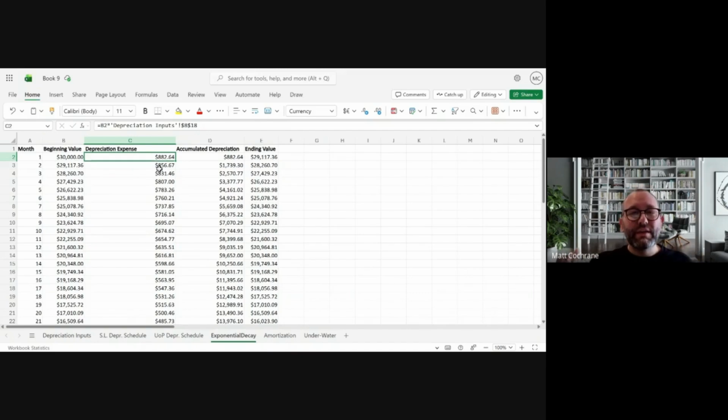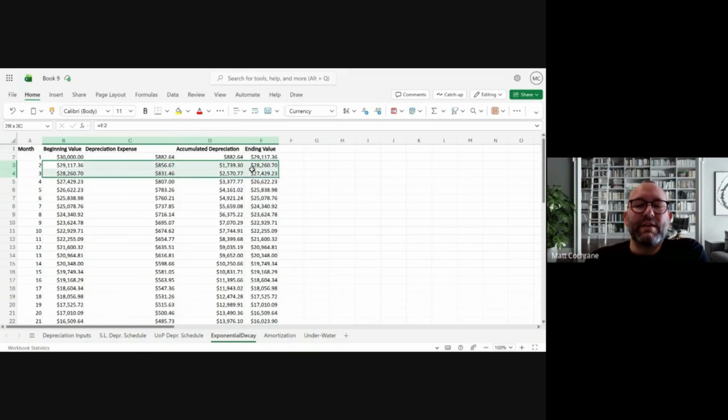Okay, now think about this. It's like you walking off the lot with your car. You just lost a significant amount of value, which is more like reality. Accumulated depreciation, we'll just keep track of this as we go. And the ending value is just the beginning value minus the depreciation expense. That ending value becomes the beginning value of month 2. We apply the depreciation rate, again, from the depreciation inputs tab. We get a smaller depreciation expense, our accumulated, our ending value, and so on and so forth.